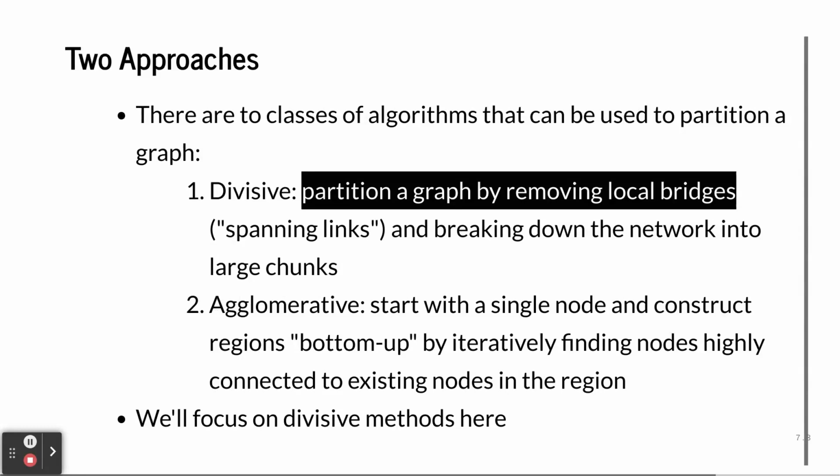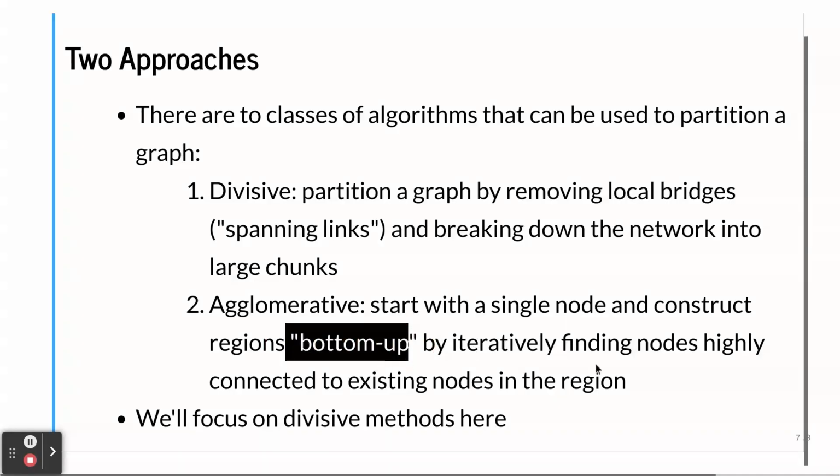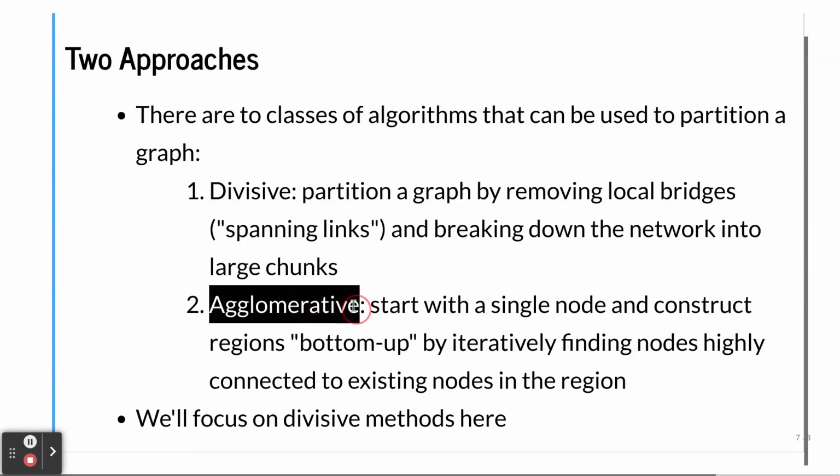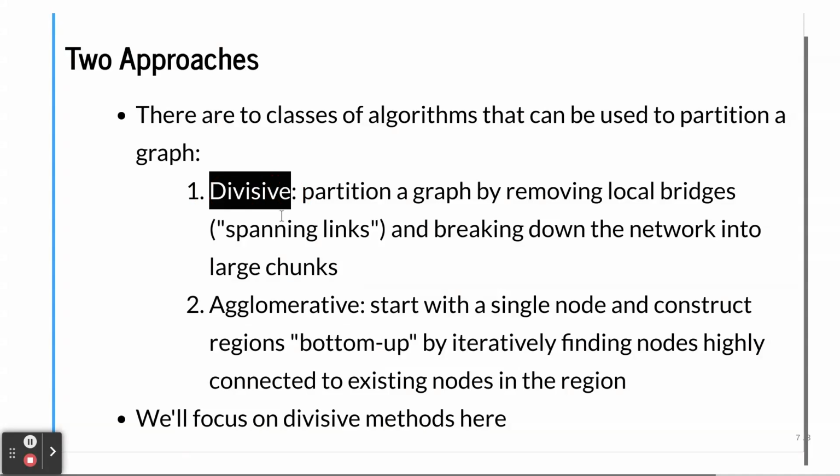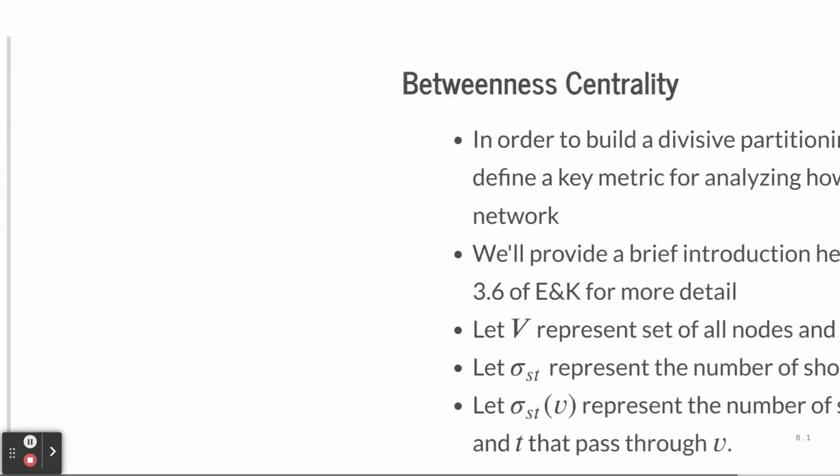The alternative family of algorithm is known as an agglomerative algorithm. And here what you do is you start with a single node, and then you construct regions bottom up by iteratively finding nodes that are highly connected to other nodes in the region. This type of algorithm is very powerful, but is a bit more abstract. And so for our studies today, we're going to choose to focus on the divisive algorithm.